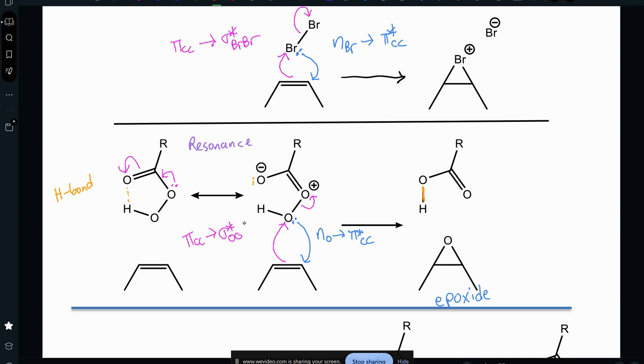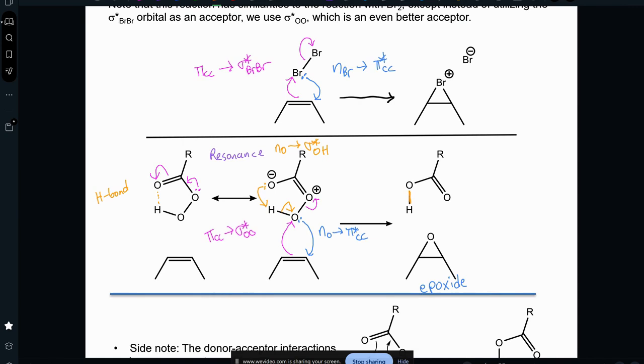Well, the oxygen is going to share its lone pair with hydrogen, and that's going to break this bond here. So we do have a third interaction going on here where the lone pair on oxygen is donating to sigma star OH, and that transfers the hydrogen over to the other oxygen. That gives us our epoxide product. Is this a mechanism I would have expected you to predict? No, not at all. But it is a useful one, and I hope you can see the analogy to the prior mechanism where you formed a bromonium ion.